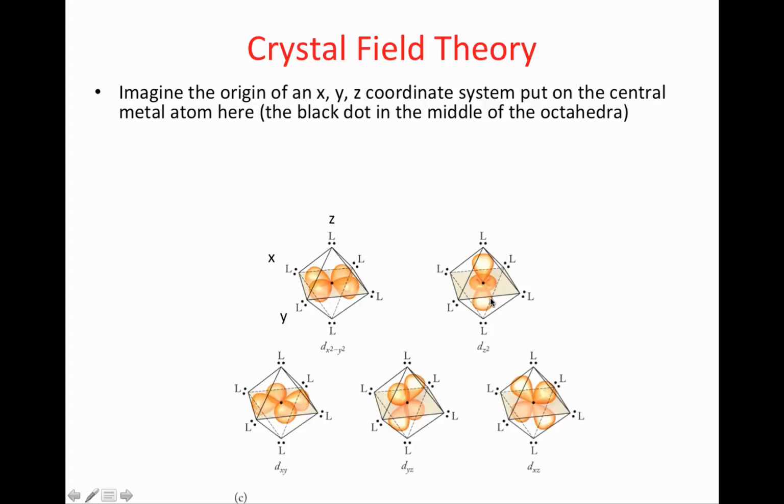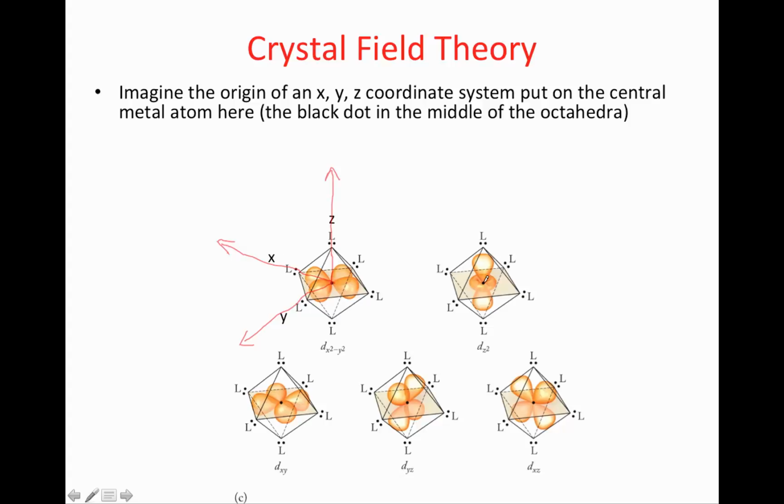So what we have here is representations of the 5d orbitals. And now let's imagine that the origin of an XYZ coordinate system is put on the central metal ion here. So we're putting a coordinate system where the x-axis is going like this. There's the x-axis, and you can see it's labeled x here. And oops, here's the y-axis. It should have gone straight through there. And then here's the z-axis. I did a better job with that one.